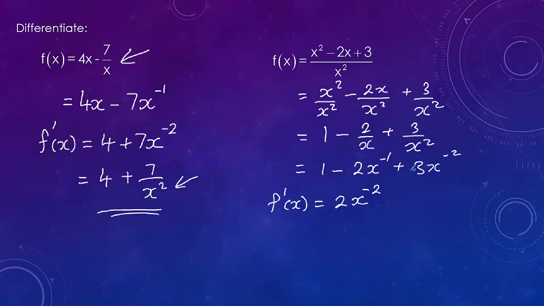The negative 2 comes down and multiplies the positive 3, so that's take away 6. Then we'll have x to the negative 3. So we could write that as 2 over x squared, take away 6 over x cubed.